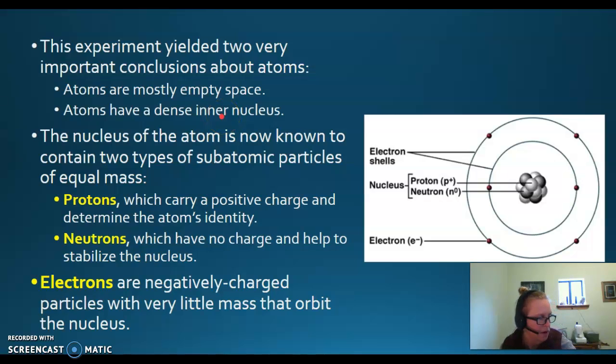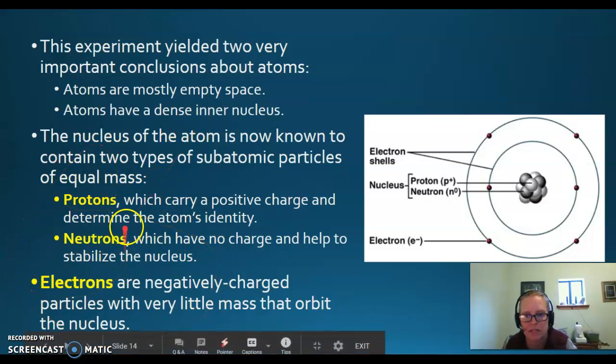Okay, and so we're on number 18 now. The nucleus of the atom, as you know, we've talked about this, so I kind of skipped over that in the notes. But it has protons, neutrons, and electrons. So if you're not familiar with this yet, please get familiar with that.